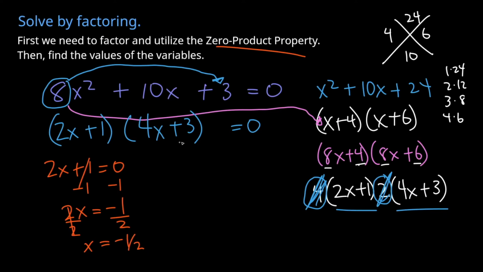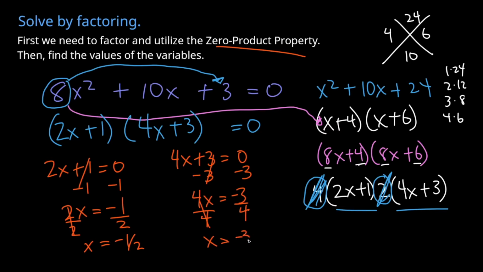Good. Now we go up to this one. 4x plus 3 equals 0. Get 4x by itself, so we subtract 3 from both sides. 4x equals negative 3. Now we need to get x by itself, so we need to undo this by dividing. So we get x equals negative 3 over 4.